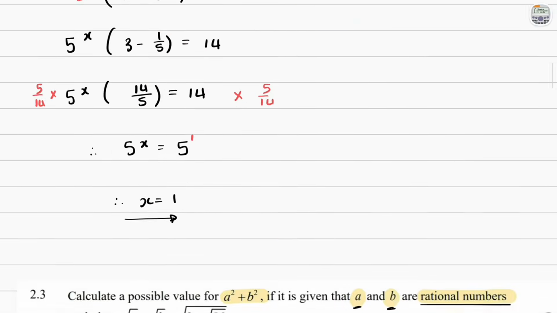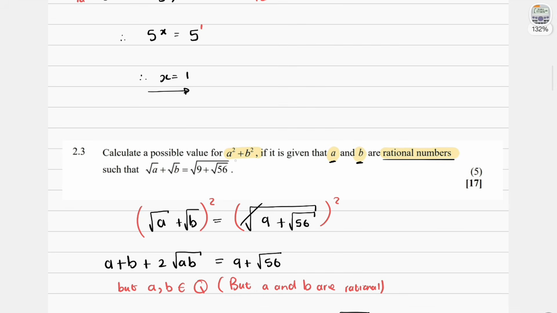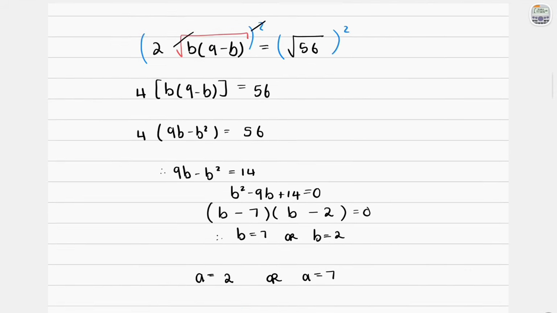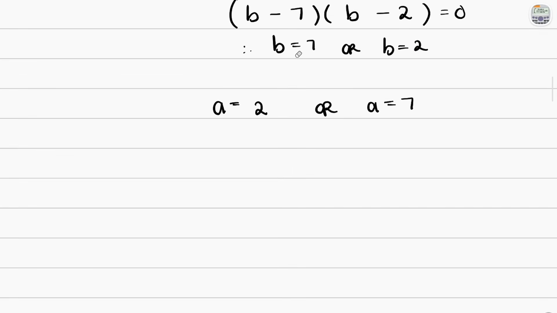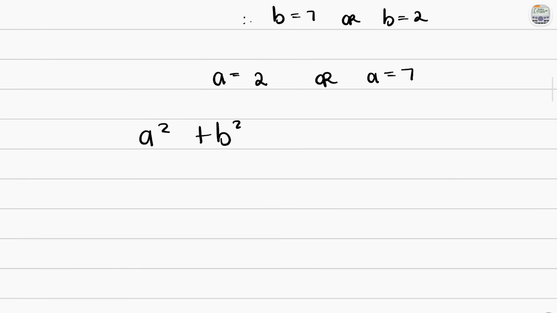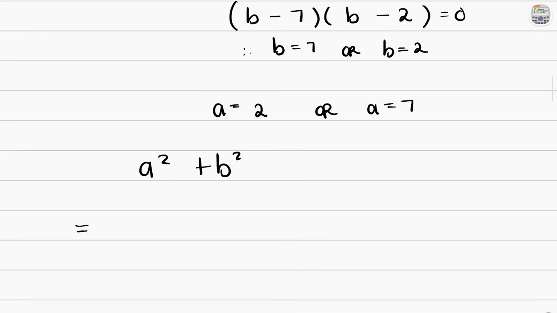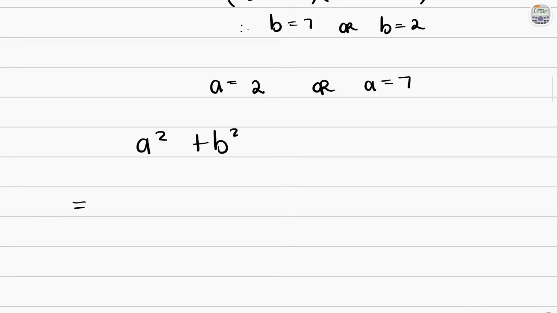And all we're trying to find out is the value of A squared plus B squared. So regardless of whether A is equal to 2 or 7, you know that you're going to square both of them. So you're going to say A squared plus B squared. Even if we said 2 squared plus 7 squared or 7 squared plus 2 squared, they'll still give you the same answer. So let's just pick one. It's still going to be exactly the same.